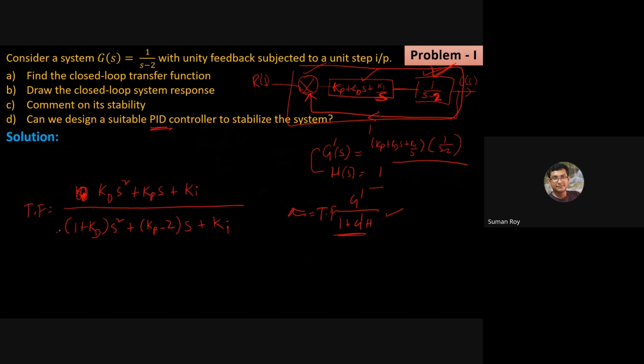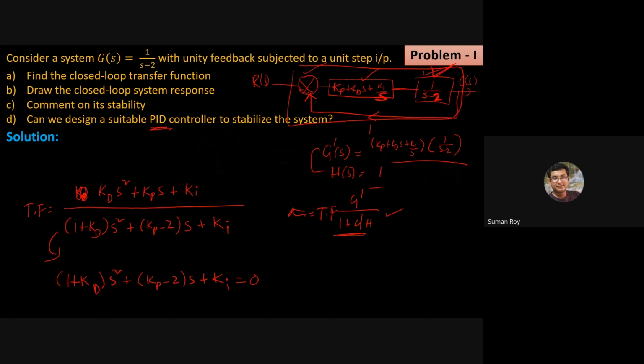The characteristic equation here, we can write it from the denominator, right? So (1 + KD)S² + (KP − 2)S + KI = 0. Now the thing is very simple.